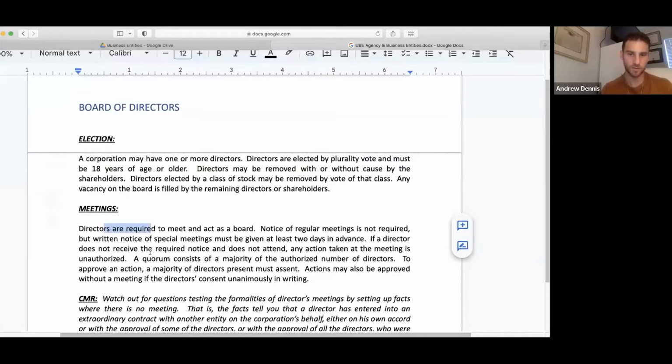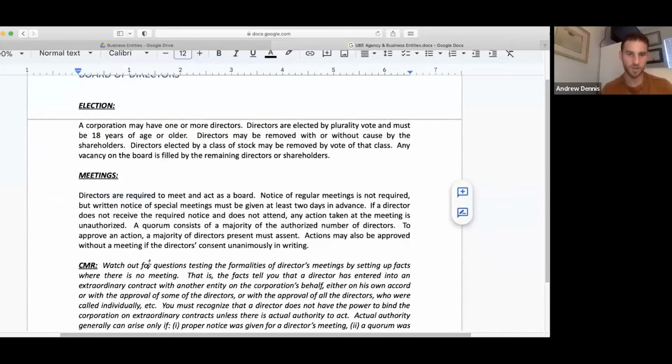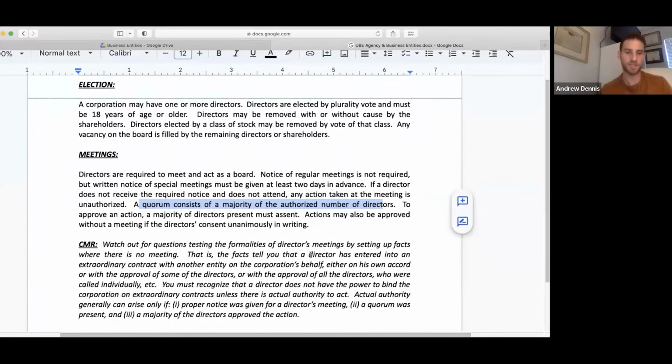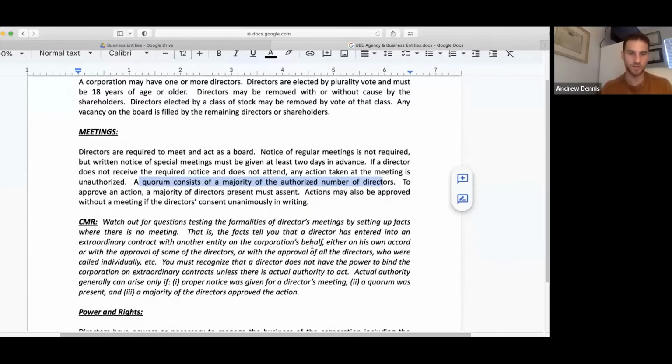Meetings. So, we just have to have meetings. Watch out for questions. A quorum is a majority of the authorized number of directors. And usually you can vote by proxy. That just means remotely and just having someone vote for you. So watch out for questions testing the formalities of directors' meetings by setting up facts where there's no meeting. That is, the facts tell you that a director has entered into an extraordinary contract with another entity on the corporation's behalf, either on his own accord or with the approval of some of the directors, or with the approval of all directors who are called individually.